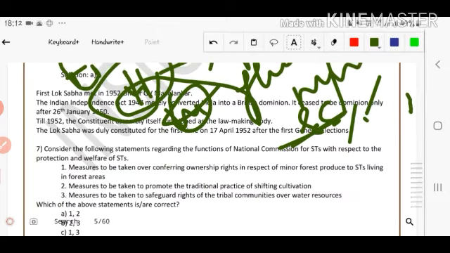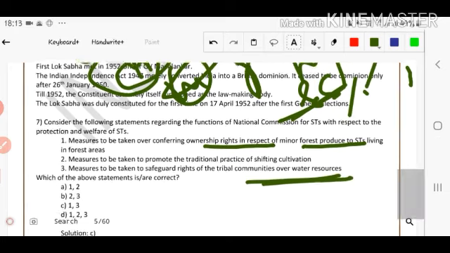Measure to be taken over conferring ownership right in respect of the minor forest produce to ST living in forest area. It means the measures should be taken regarding the ownership right in respect of the minor forest produce if they are residing in the forest area. Number second, measure to be taken to promote the traditional practice of shifting cultivation. It means the measure to be promoted. Is it making the promotion? Number third, measure to be taken to safeguard right of the tribal communities over the water resources. What is the question?